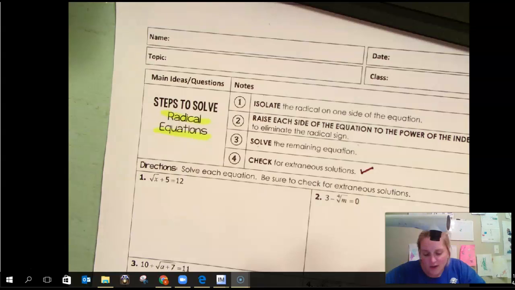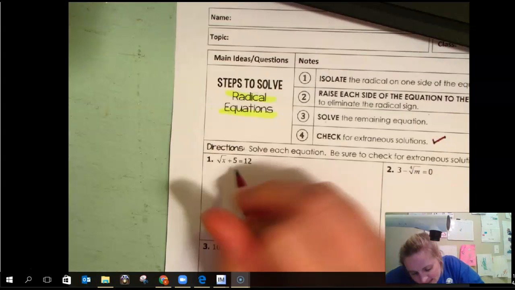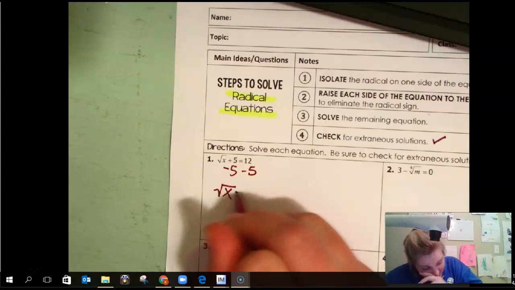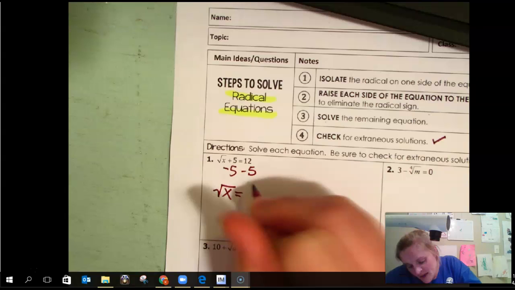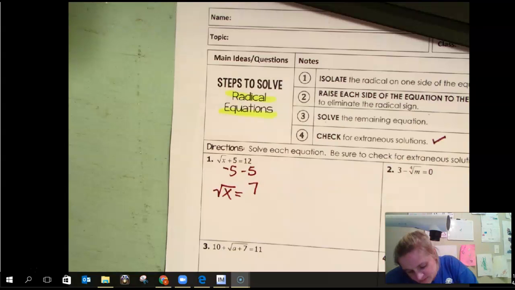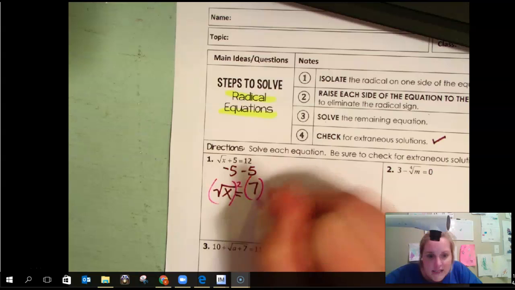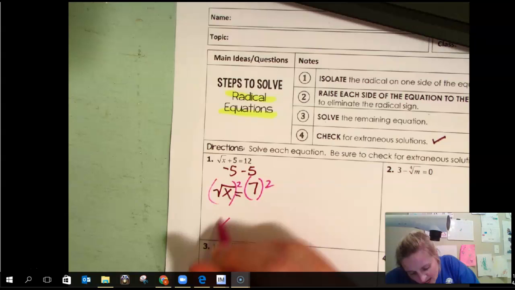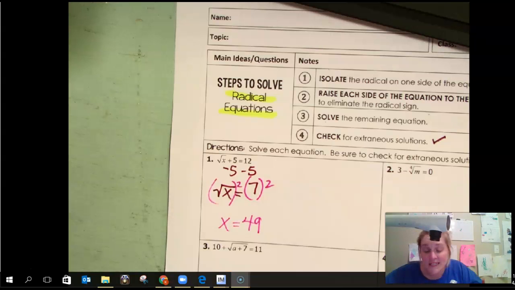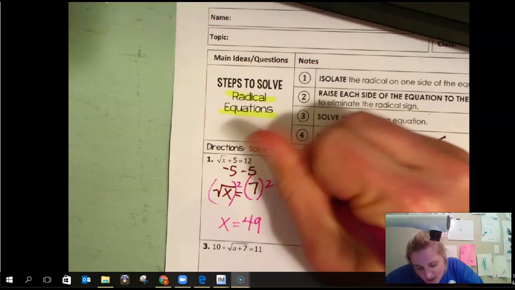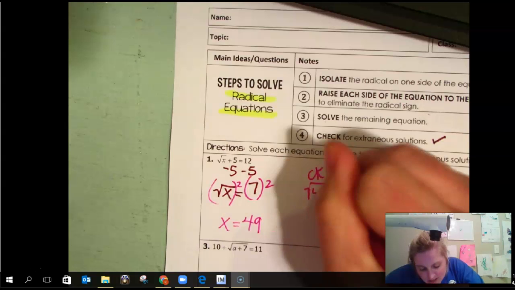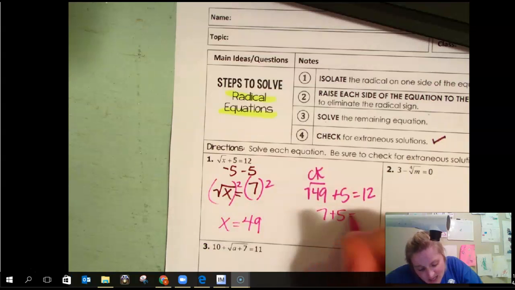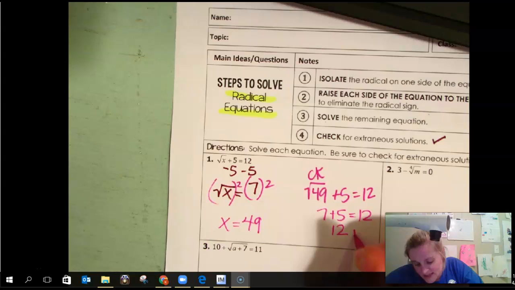Okay, these first ones are very basic. We're going to isolate by subtracting 5. The square root of x equals 12 minus 5, which is what? 7? Yeah. Then we're going to take the square of both sides. So x equals 49, which is super easy, but we need to do a check every time. The square root of 49 plus 5 equals 12. So that's going to be 7 plus 5, and that does equal 12. So that checks. This is my answer.